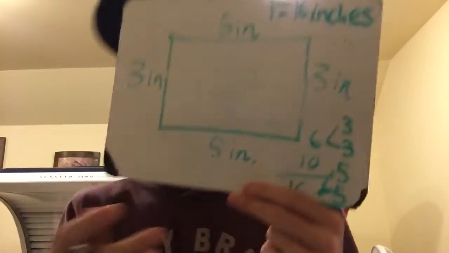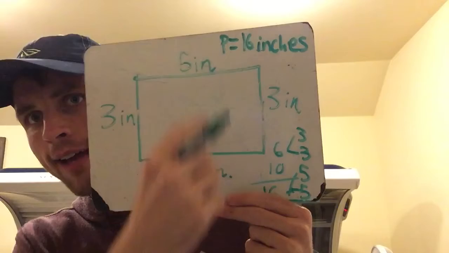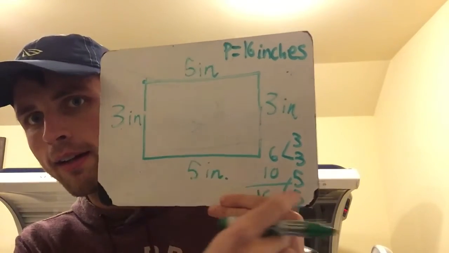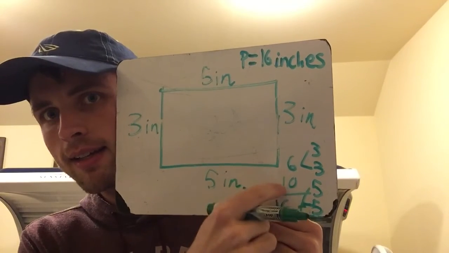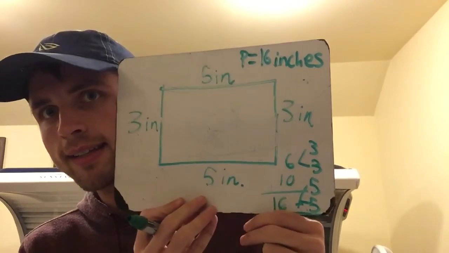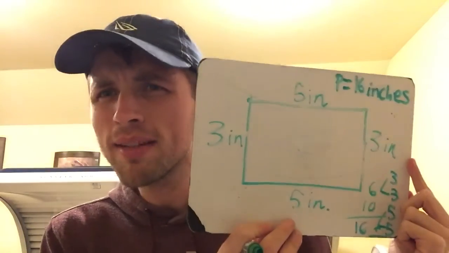We would say, okay, 3 plus 3, because I have 2 3s here. 5 plus 5, because I have 2 5s here. 3 plus 3 is 6. 5 plus 5 is 10. 10 plus 6 is 16. So my perimeter equals 16 units. Now let's go to the area.